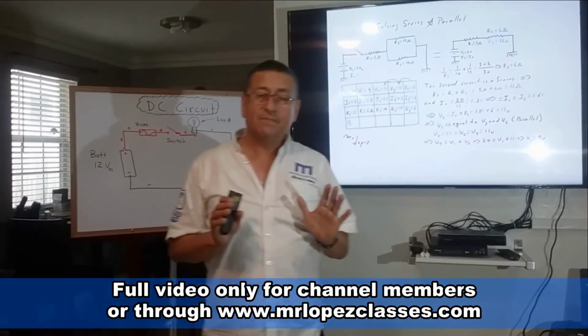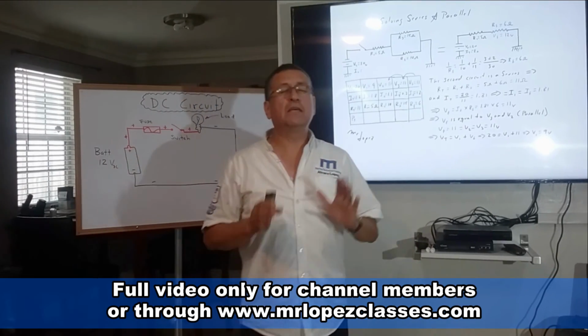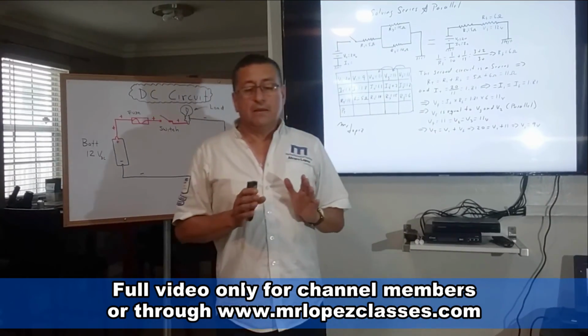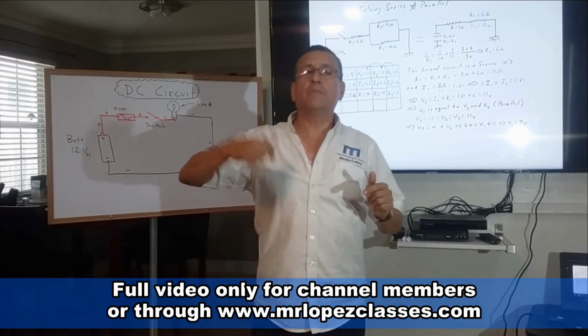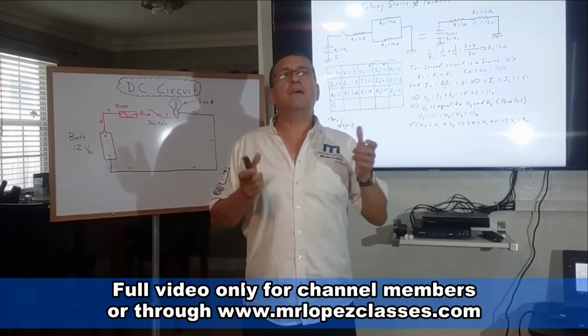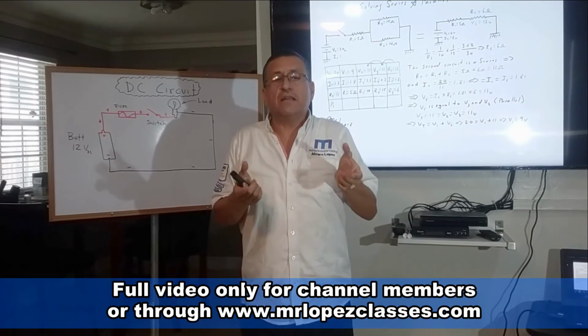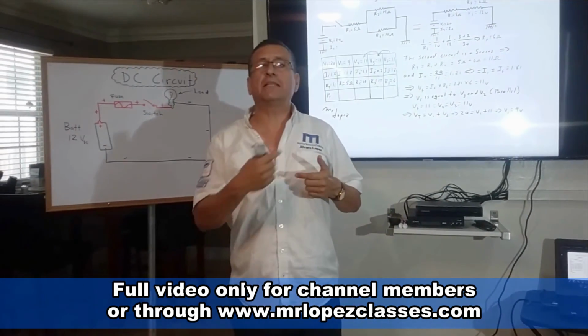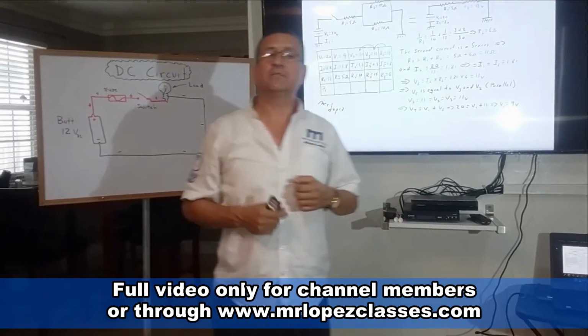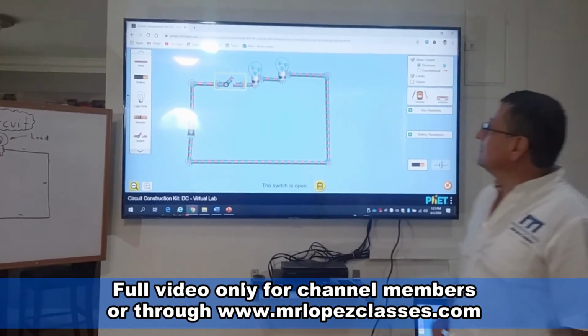Is it clear, my friends? What is the secret when you solve circuits? Make the table, put the input information on the table, and if you have a series-parallel circuit, try to convert that series-parallel into a series circuit. And after that, you continue step by step. This is a series circuit.